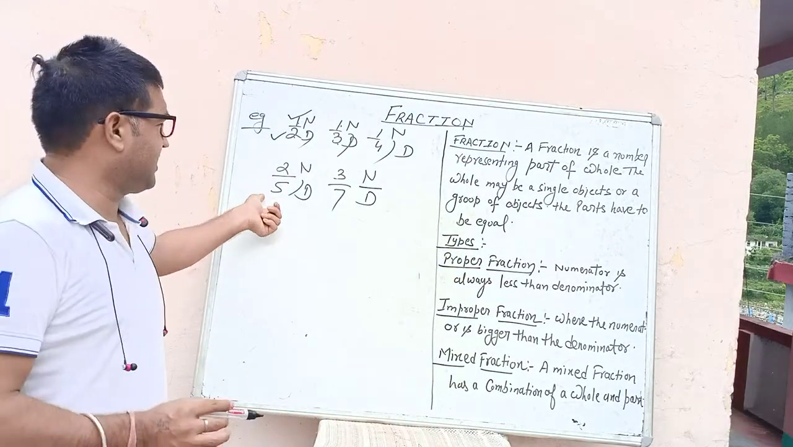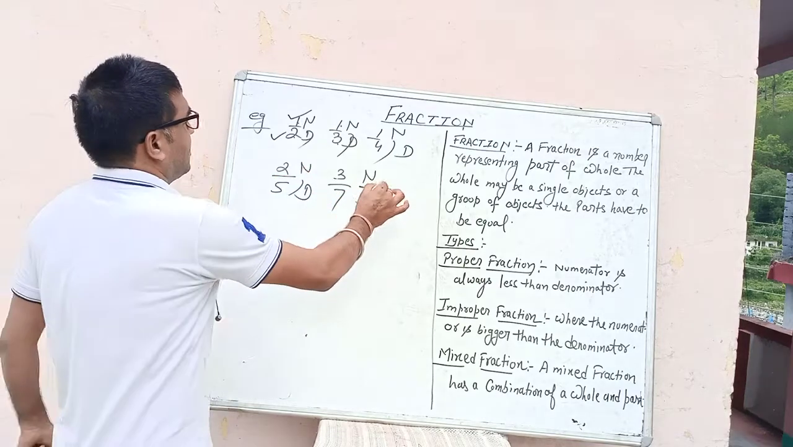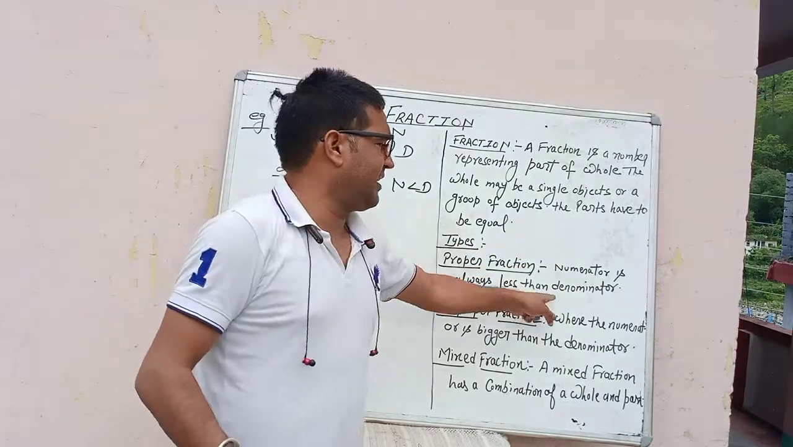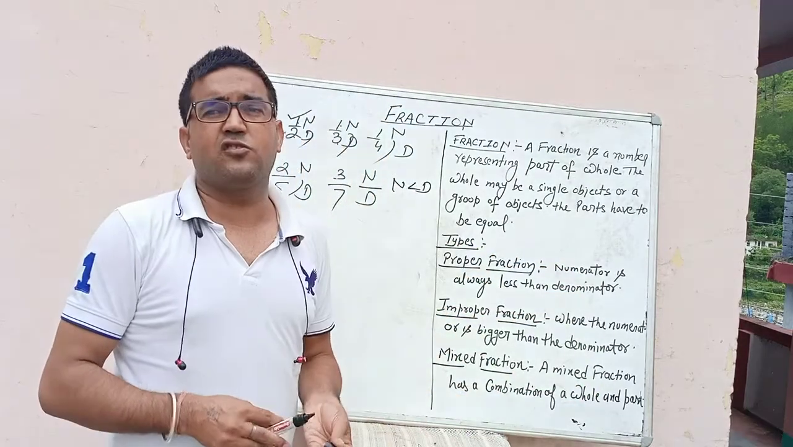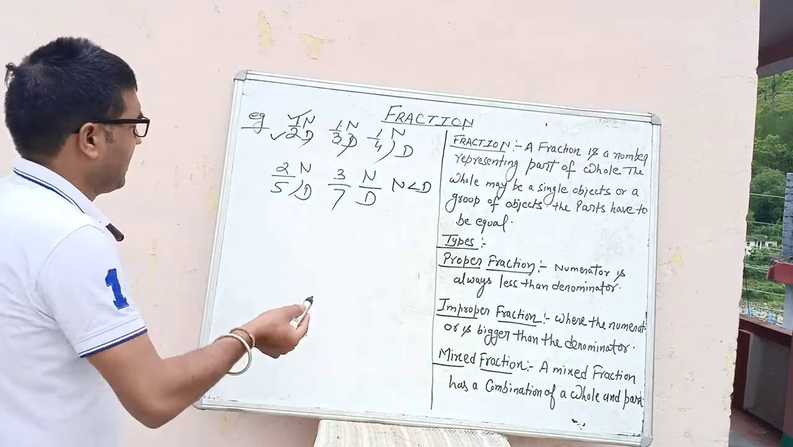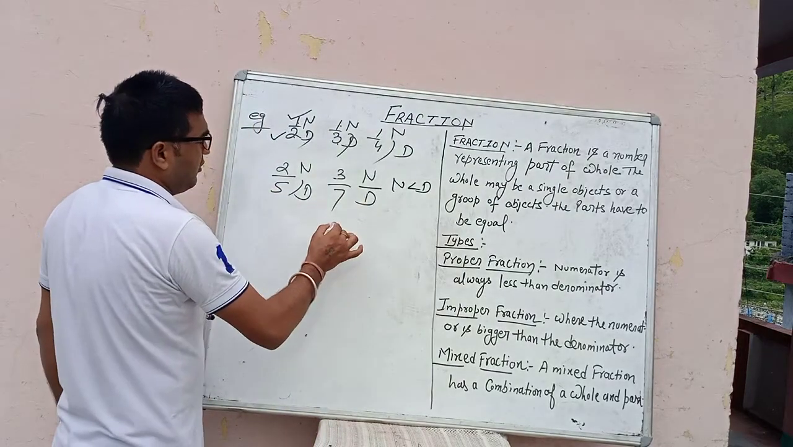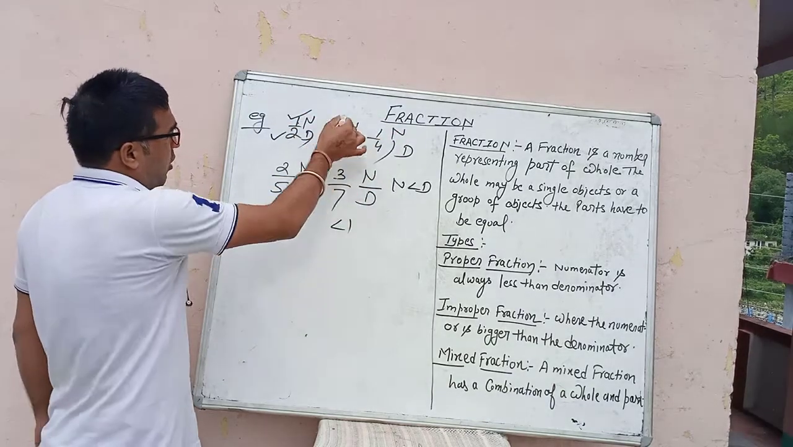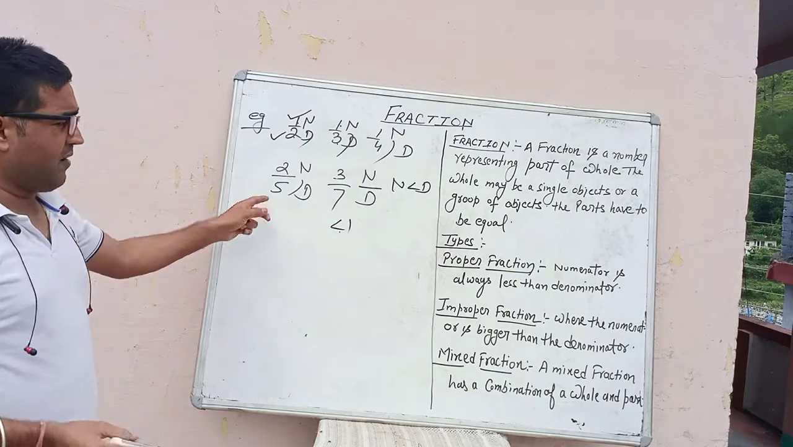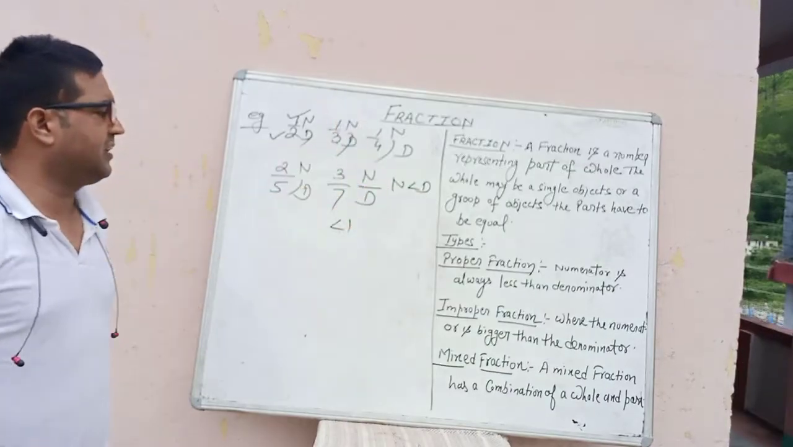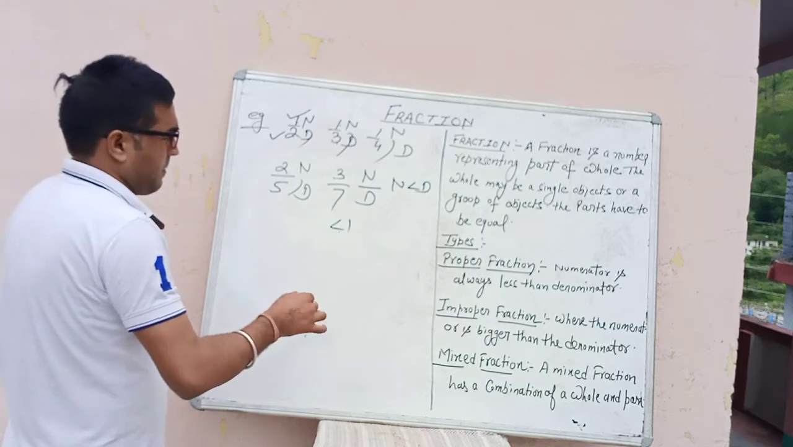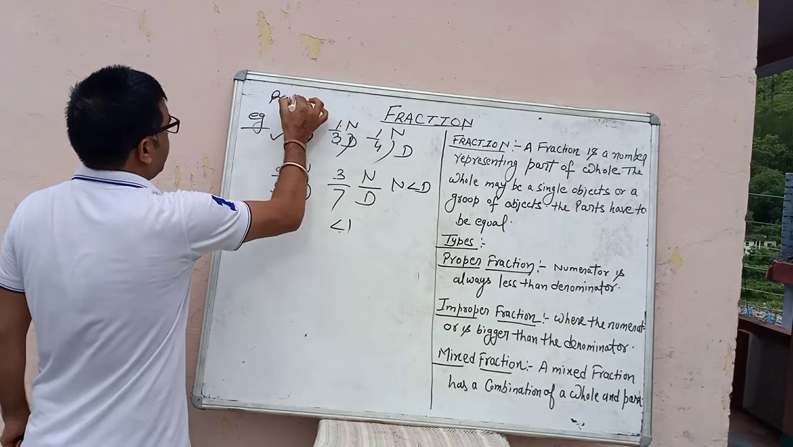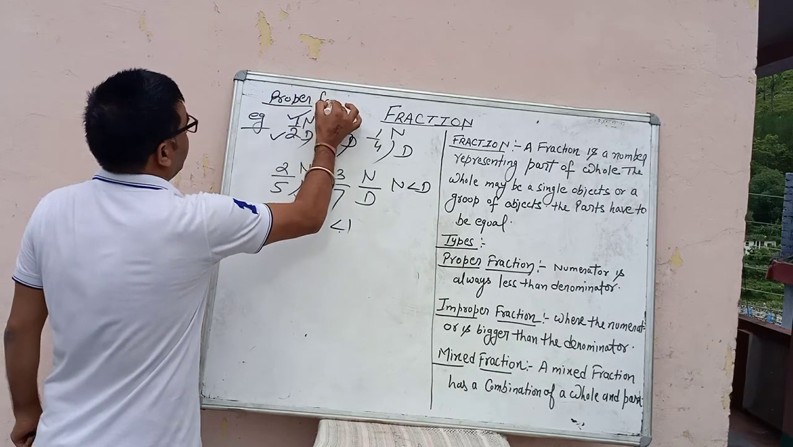Okay guys, a fraction in which the numerator is always less than the denominator, that type of fraction is called what? The proper fraction. You can say that all these values, if you calculate them, are less than 1. So a fraction in which the numerator is less than the denominator is called a proper fraction. These are examples of proper fractions.